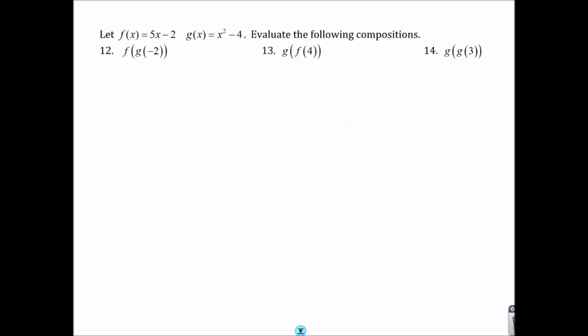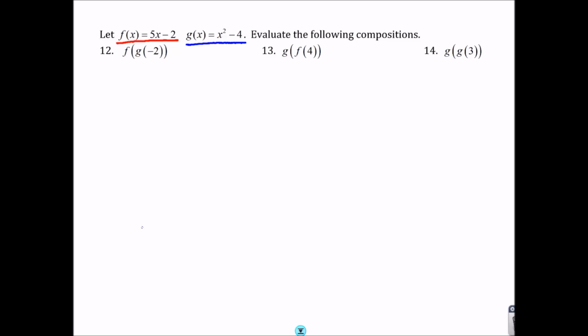Let's take a look at another example. Here we're going to evaluate compositions. So we're given that f of x equals 5x minus 2 and g of x equals x squared minus 4. In this first problem, we're asked to find f of g of negative 2. So if you think back to when you learned about function notation, if you had g of negative 2, that means you are plugging negative 2 in for x in g of x, and you end up with a number as your answer.